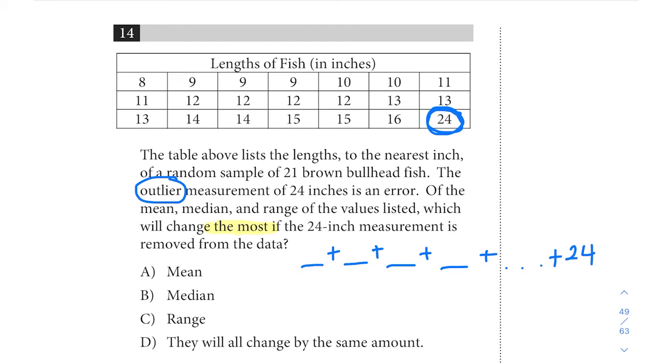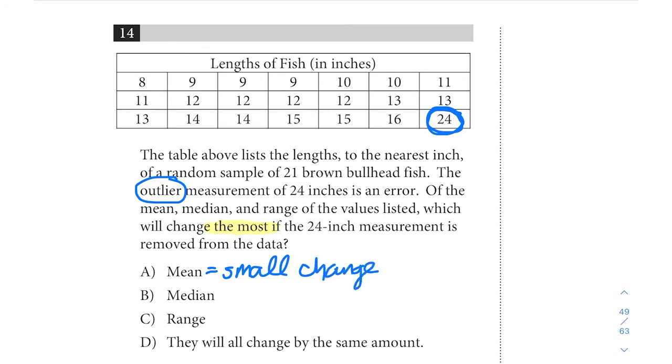But remember that that whole total, when you're talking about your mean, is being divided by 21. So even if you take out the 24, and now you're only dividing by 20, that's still going to institute a relatively small change. Your mean is going to be affected minimally by removing one data point out of 21 data points. It will change. It will have some value to it, but your mean is going to have a very small change when you remove just one data point out of that many data points. So for the mean, we can expect a small change.